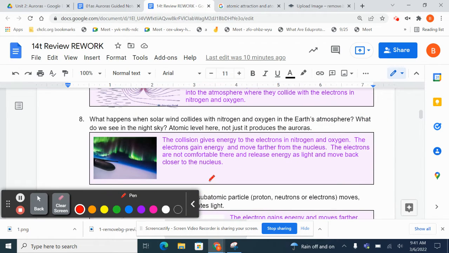All right, so what happens when the solar winds collide with nitrogen and oxygen in the Earth's atmosphere? What do we see in the night sky? And we're talking about the atomic level here, not just that it produces the auroras, which of course we know happens.